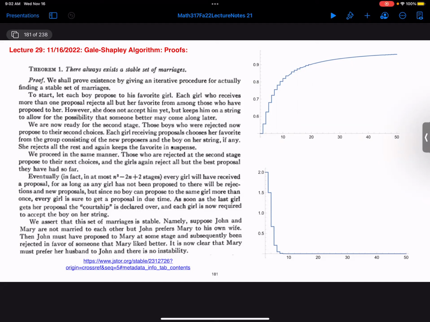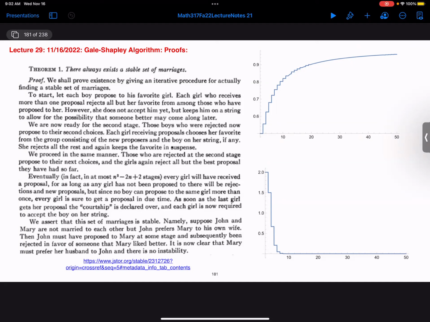Now, again, you should always check special cases. What's a really simple case of n that you should be able to check by hand? 1. So if there's one man and one woman and you need to match, how many steps should it take? It should take just 1 step. Good, the formula at least works in that case.